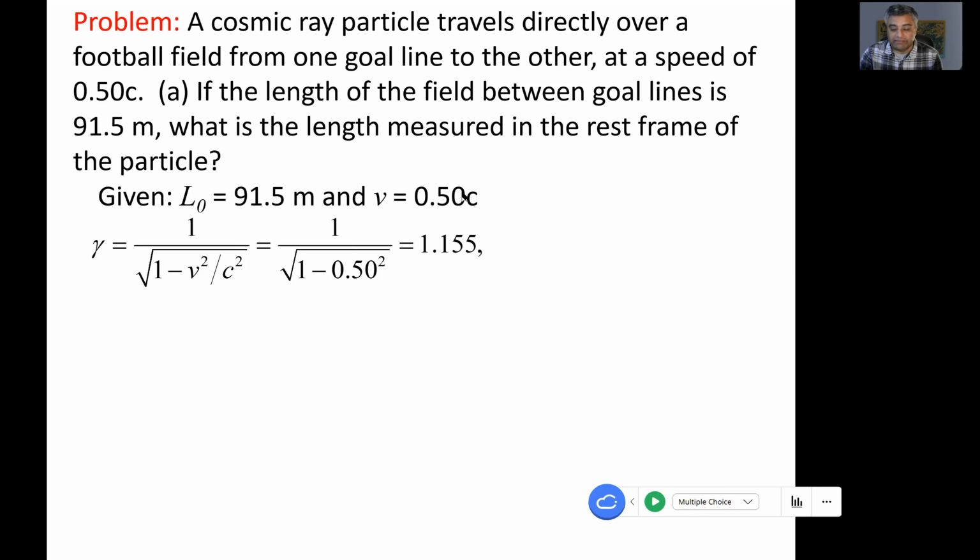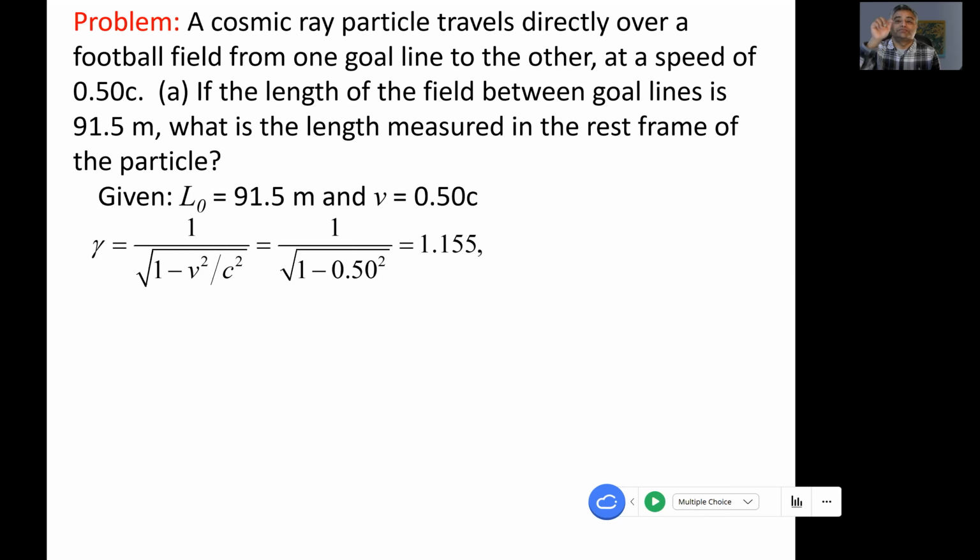It's half the speed of light, so what is the value of gamma? It's 15% more than 1. Okay. So at 50% of the speed of light, it becomes measurably different, right? We can observe that. So what is the length measured in the rest frame of the particle? That's going to be the contracted length.